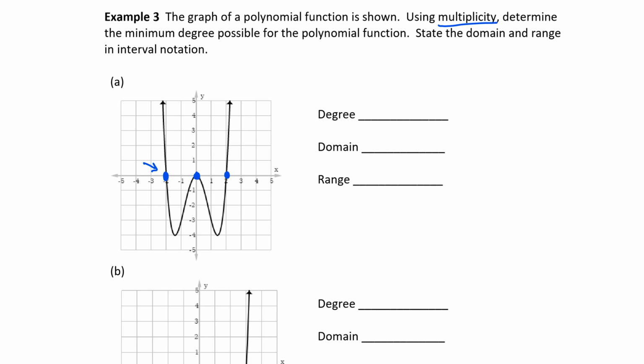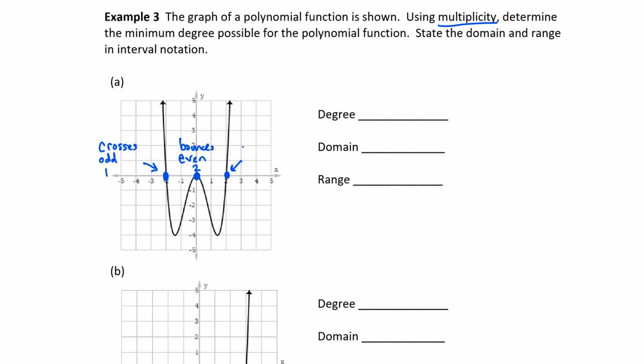However, looking at this x-intercept, the graph crosses the x-axis, so we know that must be odd multiplicity. The minimum odd number that we can think of is 1. So we know that the zero here, -2, would have come from a factor with an exponent of at least 1. Looking at the next x-intercept at the origin (0, 0), we observe that the graph bounces. That indicates that zero must have even multiplicity. So the smallest even number we can think of is 2.